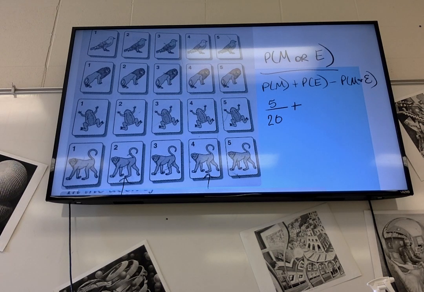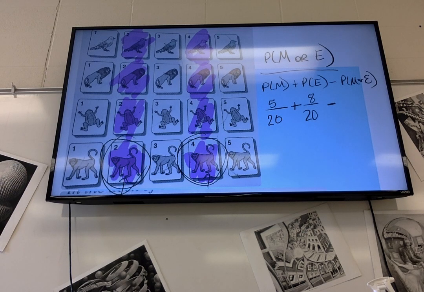Now even, look at all the cards. How many even cards are there? 8. I'm sorry, you may have said that, I just didn't hear. Yeah, the 2s and the 4s, so it's a total of 8. And then we've already talked about this, but yes, you can have a monkey that is also even. There's 2 of them. So I have to subtract off 2 out of 20.